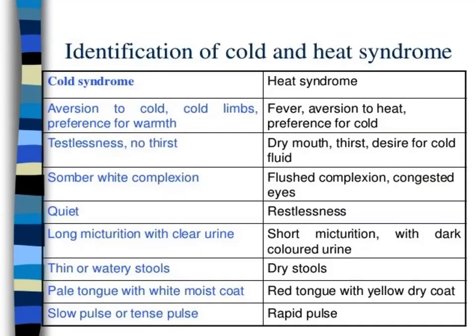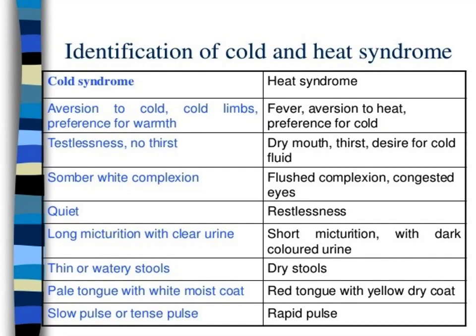In the identification of cold and heat syndrome: in cold syndrome, there is aversion to cold, cold limbs, preference for warmth. While in heat syndrome, there is fever, aversion to heat, preference for cold. In cold syndrome, tasteless, no thirst. While in heat syndrome, dry mouth, thirst, desire for cold fluid. In cold syndrome, somber, white complexion. In heat syndrome, there is a flushed complexion, congested eyes. Cold syndrome, quiet, while heat syndrome, restlessness.